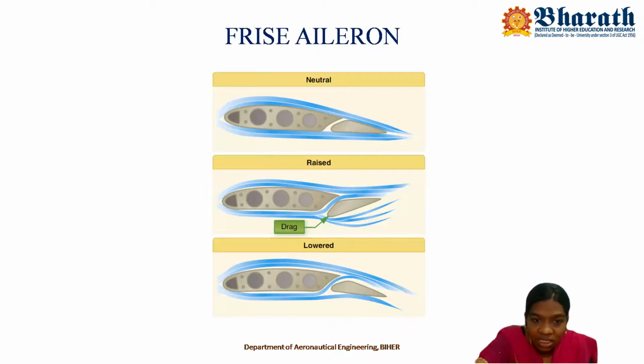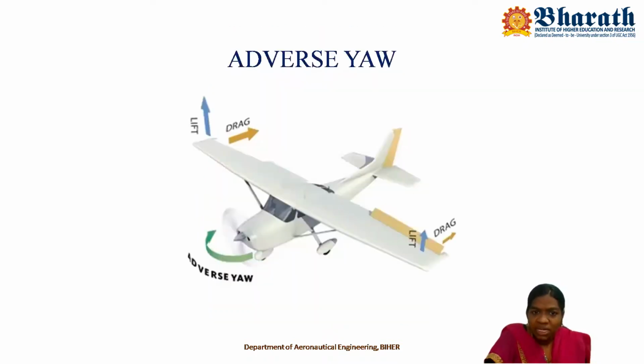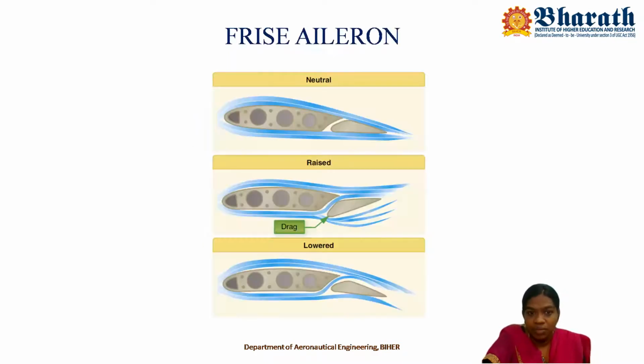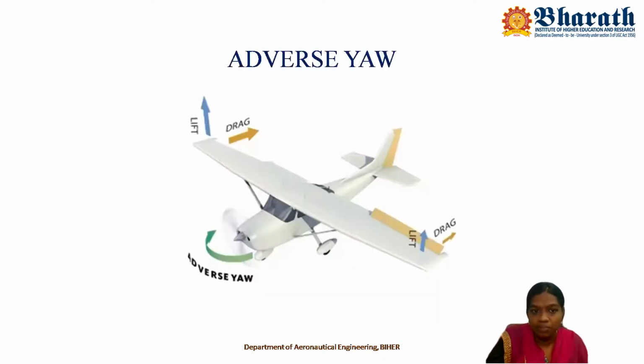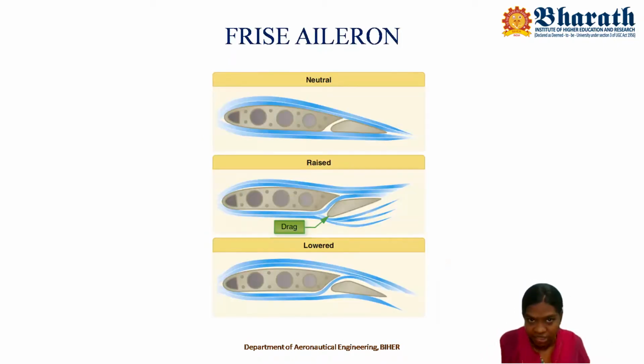Okay, so now look at this. When the aileron is deflected downwards, what happens? There is no change at all. When it is deflected downwards, there is no increment in the profile drag, because no part of the aileron is projected outwards. So only in the downward deflection there is an increment in the induced drag, whereas when the aileron is deflected upwards, there is an increase in the profile drag. Got it? So this is nothing but the FRISE aileron.